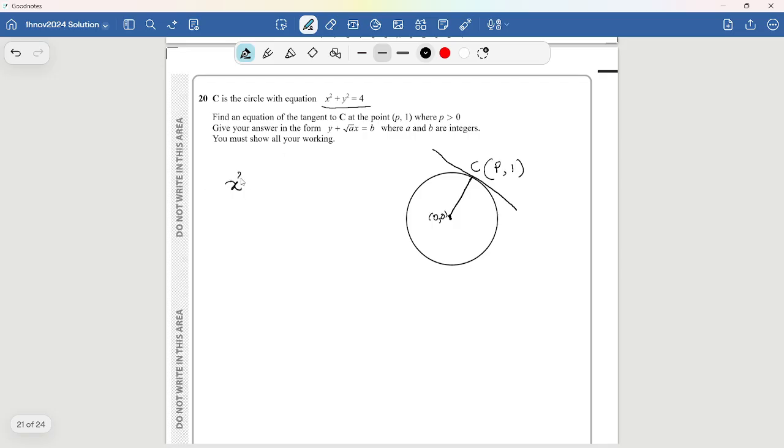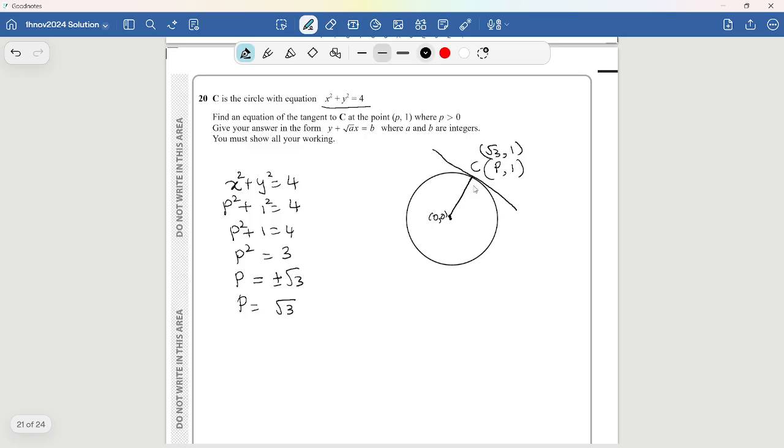So the equation of the circle is x squared plus y squared is 4. If C is on the circle, then the x coordinate is p, so that makes it p squared plus 1 squared is 4. Then p squared plus 1 is 4. p squared is 4 take away 1, which makes it 3. So the value of p is plus or minus root 3. Since it says that p is greater than 0, I take the value of p as positive root 3. So I've got this coordinate as root 3, 1.